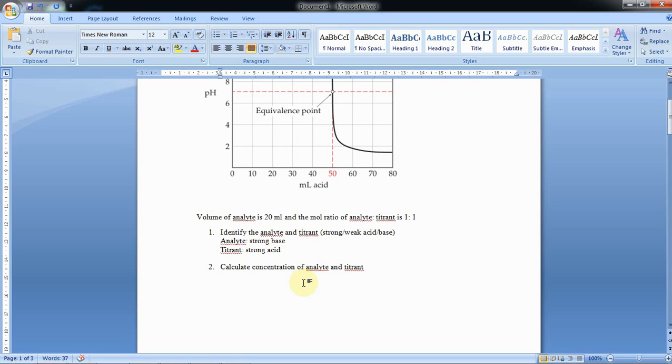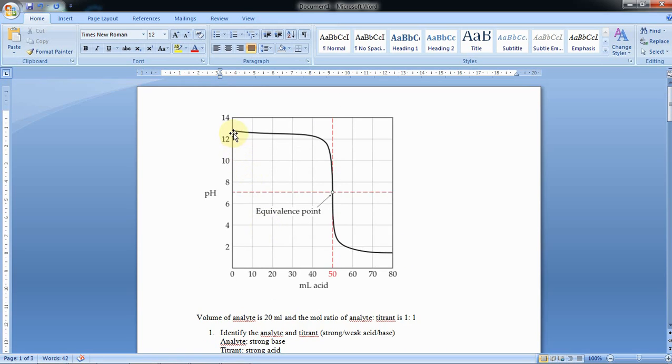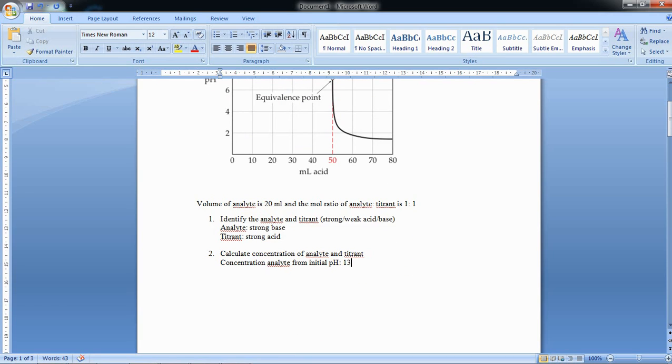But first we need to find the concentration of analyte from the initial pH. If you want to be diligent, you may need to measure it, but we can take a guess. It's around 13. If it's 13, it means it's basic, and you have to calculate the OH minus. Remember, you have to convert pH into pOH. Therefore, pOH is 14 minus pH. 14 minus 13 becomes 1. And using some logarithm magic, we know that the OH minus will become 0.1 molar.